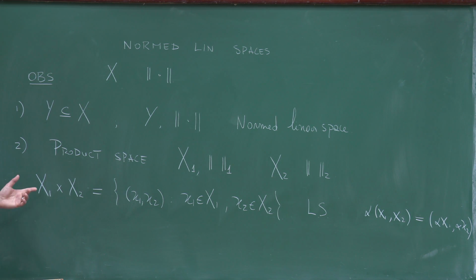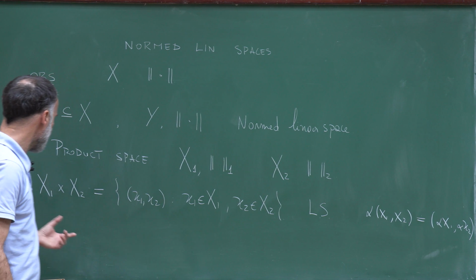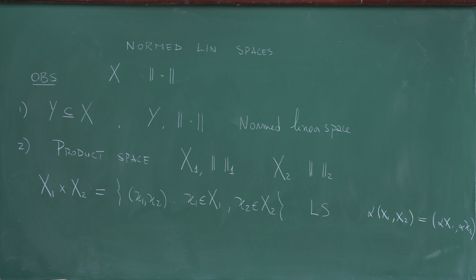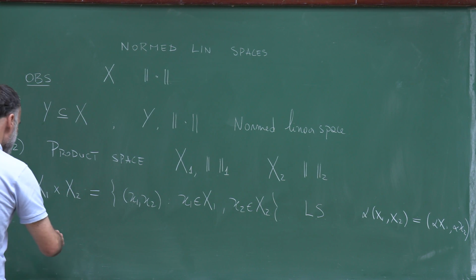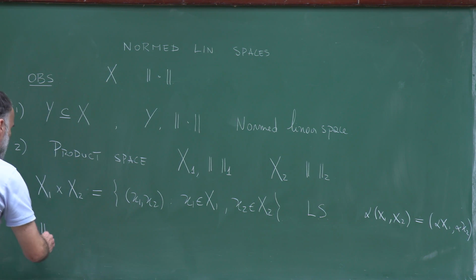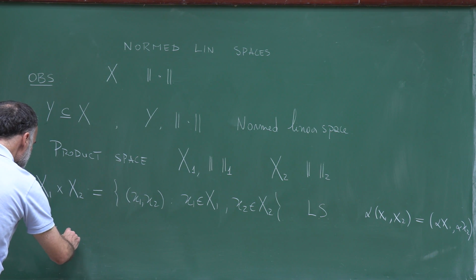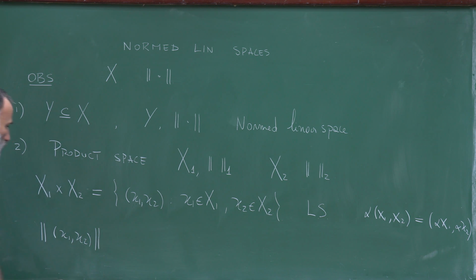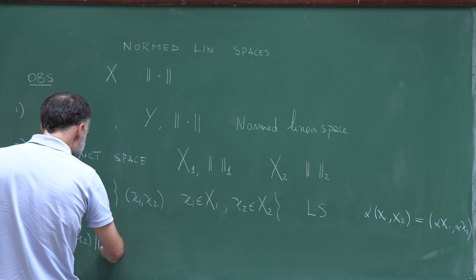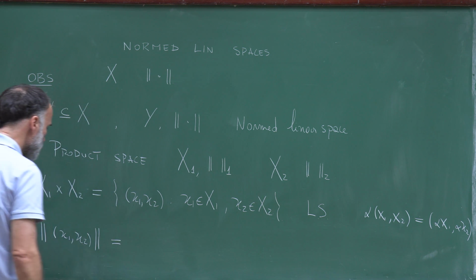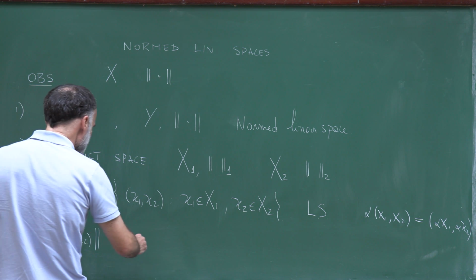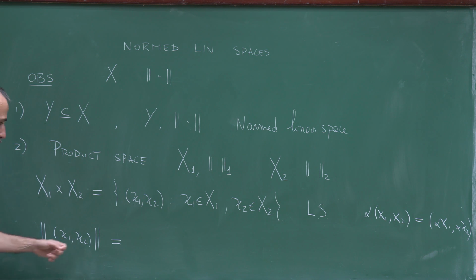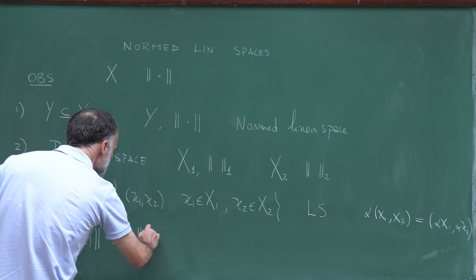And now, well, I can define a norm in the space X1 times X2. Actually, we can define it in many ways. So here are 3 possible ways with which I can define a norm on this space. One possibility will be just to define the norm of the point (x1, x2) as the sum of the norms.